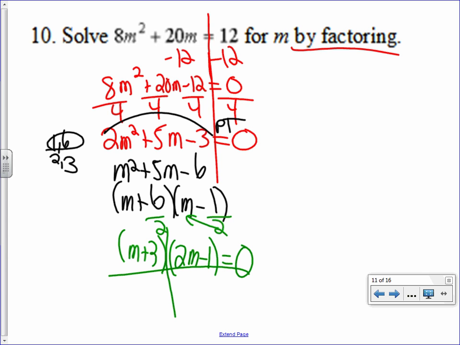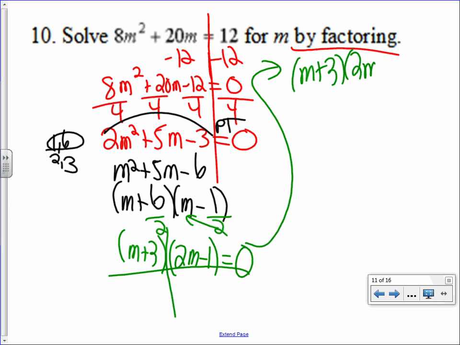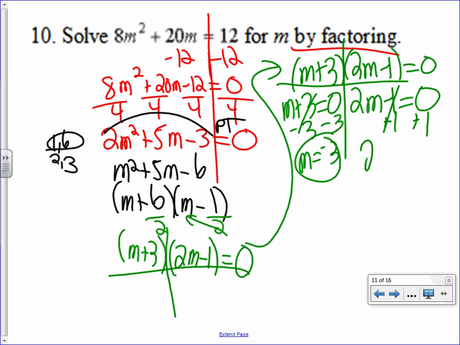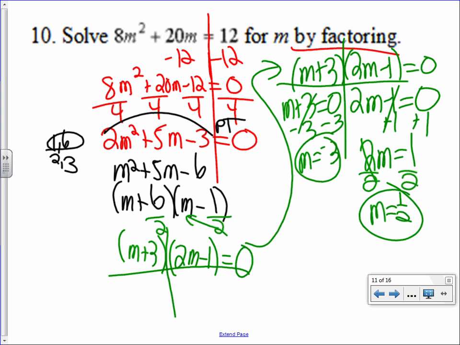Set each factor equal to 0. In fact, let's just put it up here so we have a little bit more space. So I have m plus 3, and I have 2m minus 1. M plus 3 equals 0. 2m minus 1 equals 0. Solve each of them. M equals negative 3, and m equals 1/2. Know your Mr. X squared story. Know how to factor.